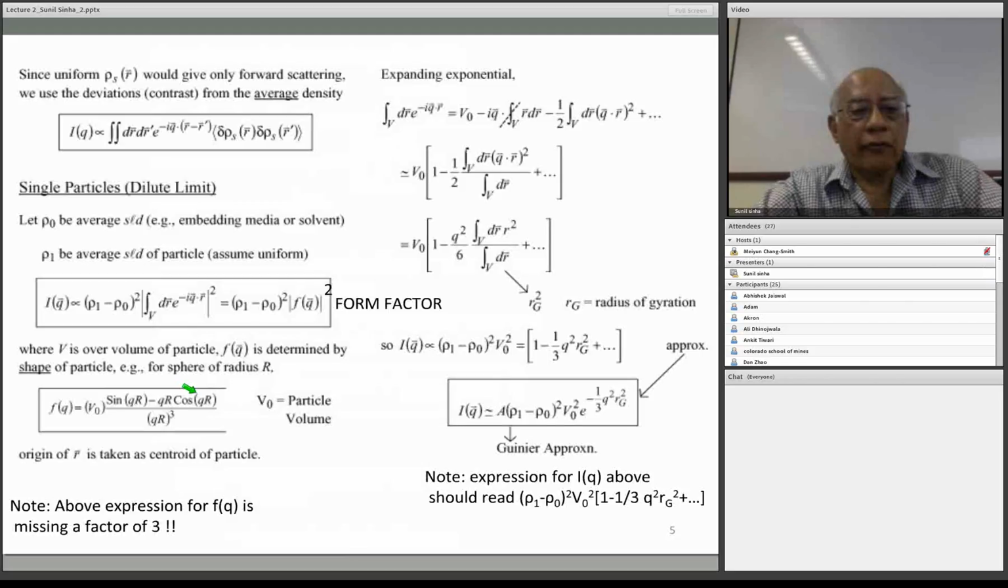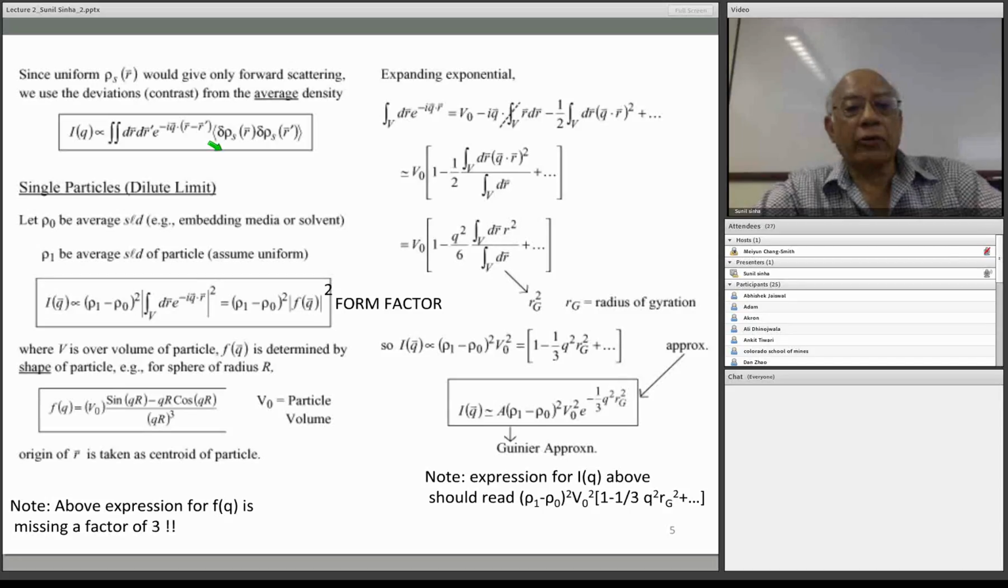Now, of course, if you considered the average scattering to be constant, then you know that the Fourier transform of a constant is a delta function in Q. And so the scattering from something that has only a constant scattering length density, or a uniform liquid, is only in the forward direction. There's no small angle scattering from that per se. And so we ignore that and we consider only the deviation from the average scattering length density. That's what gives you the small angle scattering.